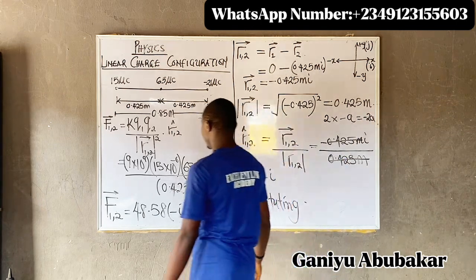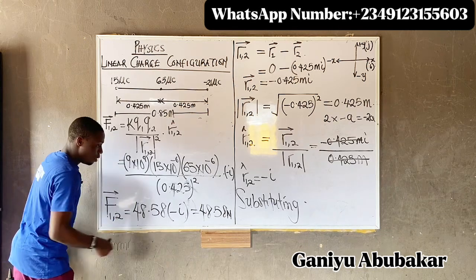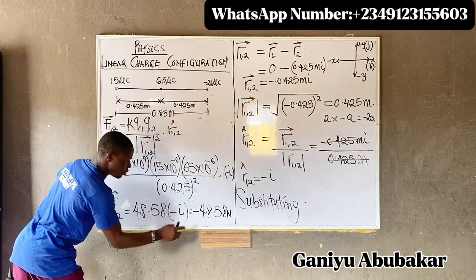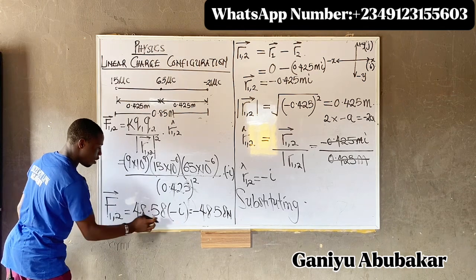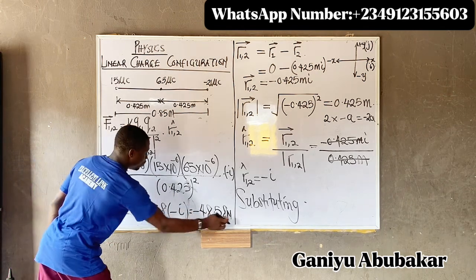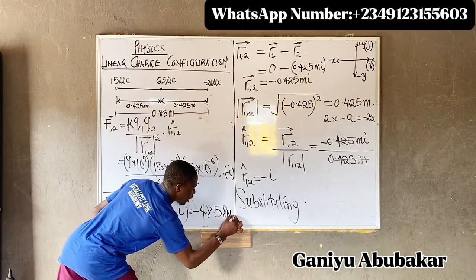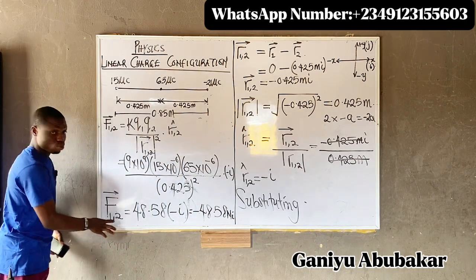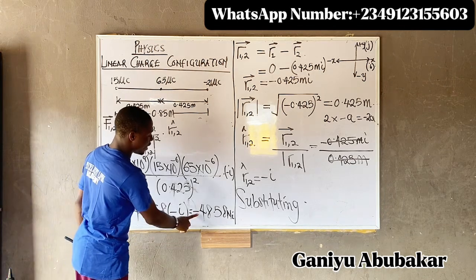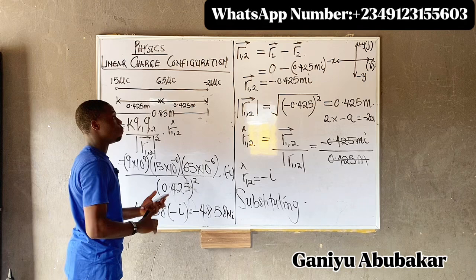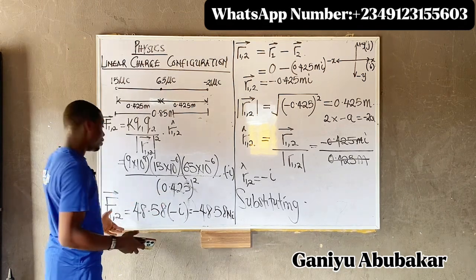So here's the concept: if I have this value here, this minus will come out first. So I'll have minus, because multiply this together, I'll have minus 48.58. Then force is in Newton, this i will be attached here. So the value for F12 is equal to negative 48.58 Newton i. I've gotten its value. Let's get F13.